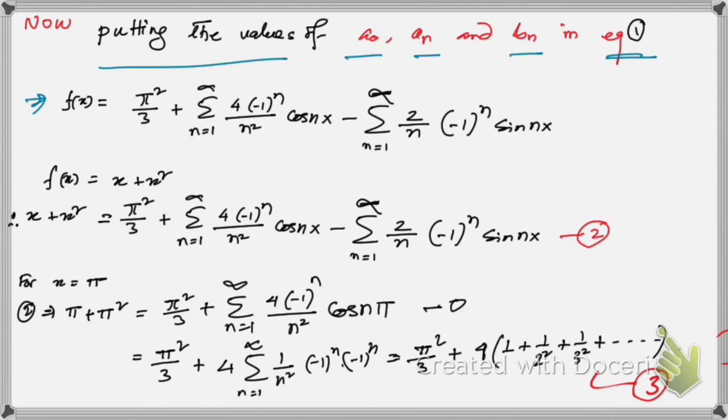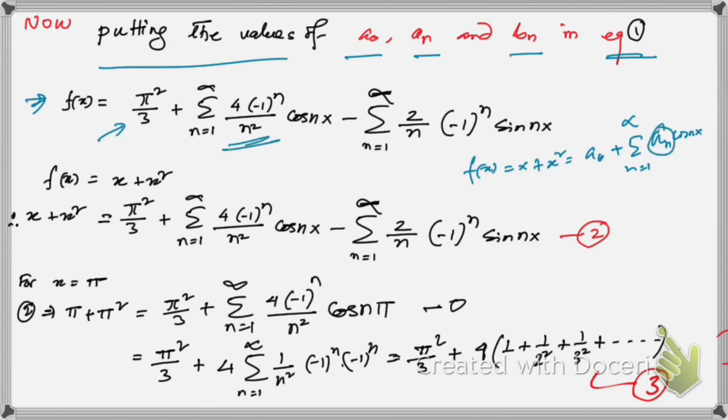Equation number 1 was this: f of x, which is equal to x plus x square, is equal to pi square by 3 plus... actually, what we had here in equation number 1 was a naught, and we have got the value of a naught as this. Then plus summation n is equal to 1 to infinity, we had here a n cos nx, right? This value of a n is now this one.